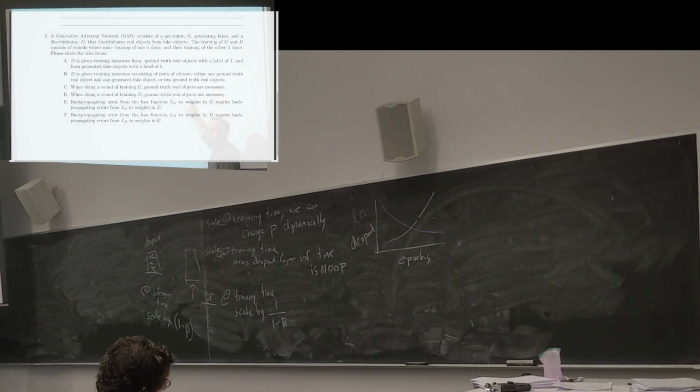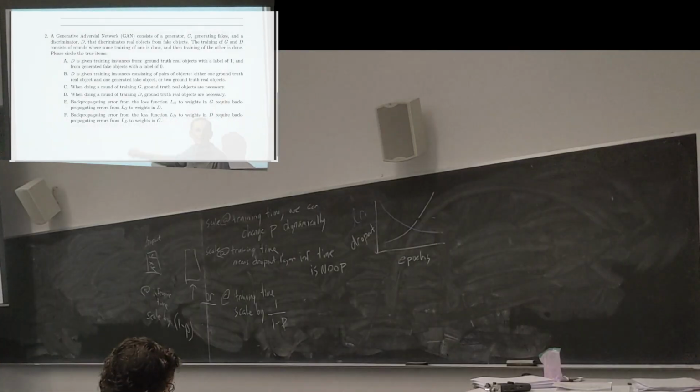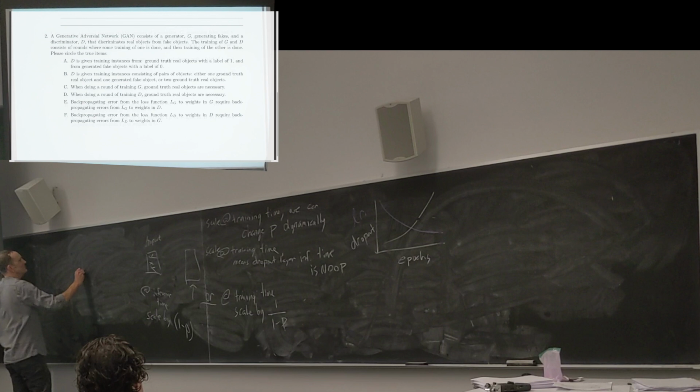D. Well, if we're not going to use ground truth objects training G, and we weren't using them to train D, it's not clear what we'd be using them for. So yes, we're using them to train D, right? We feed D.